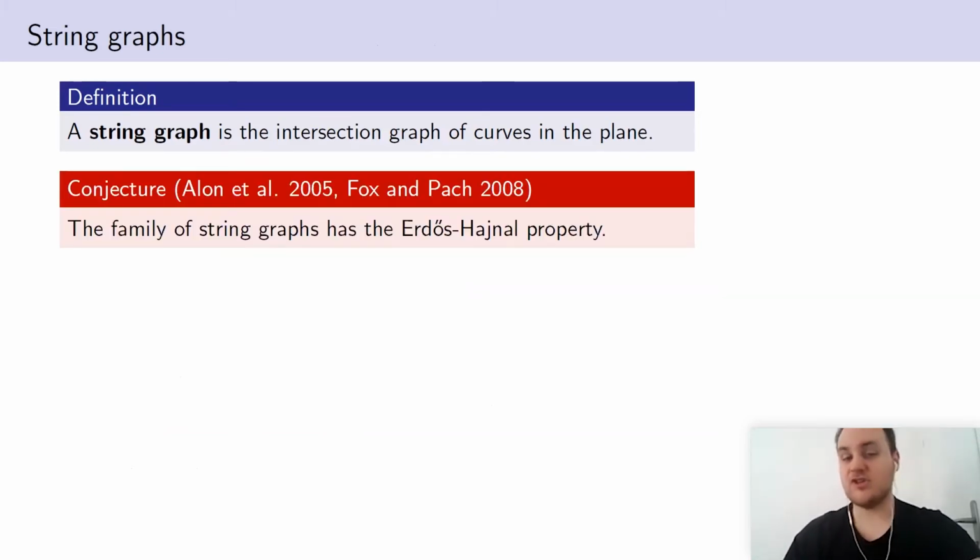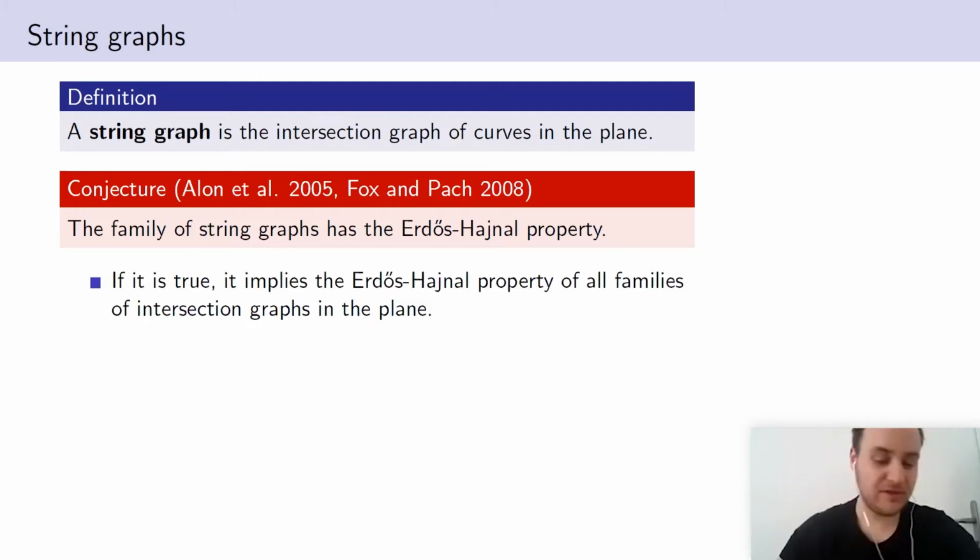So it was conjectured by Alon, Pach, Pinchasi, Radoičić, and Sharir, and later Fox and Pach, that the family of string graphs has the Erdős-Hajnal property. So in other words, if we have a string graph on n vertices, then it contains either a clique or an independent set of size n to the c, where c is some absolute constant.